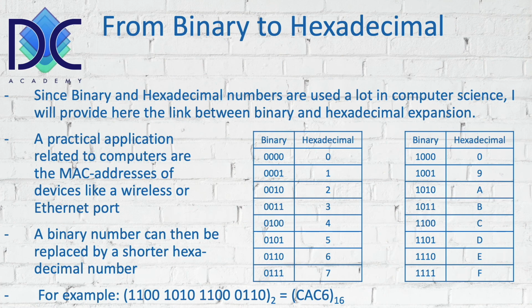Now you see that we had here 4 groups of 4 digits, zeros and ones, which can be replaced by 4 hexadecimal digits. So it's very easy to transform these numbers, and when we transform our binary representation into hexadecimal, it's a lot shorter.